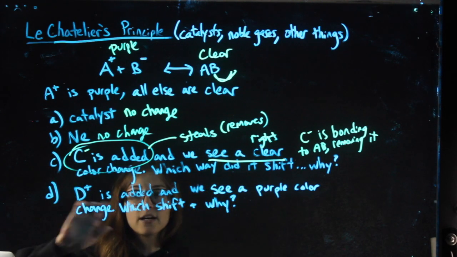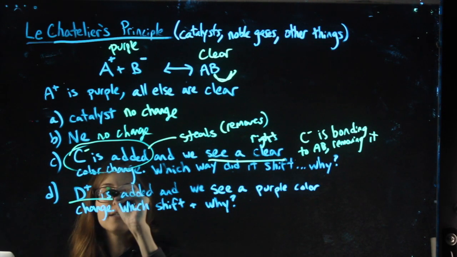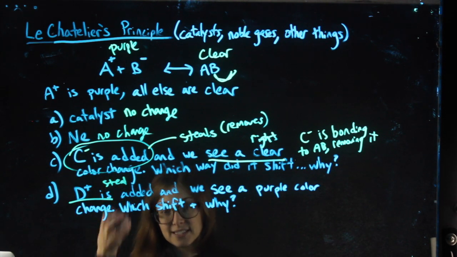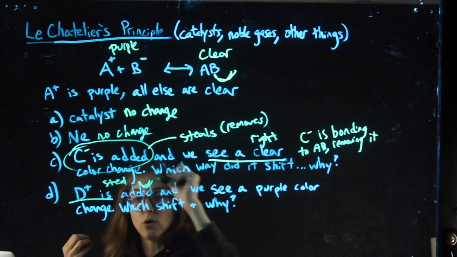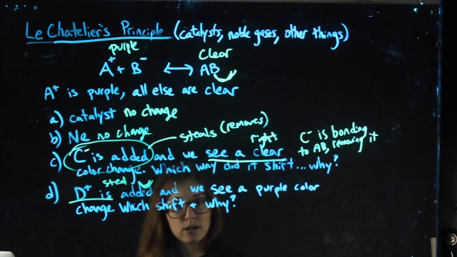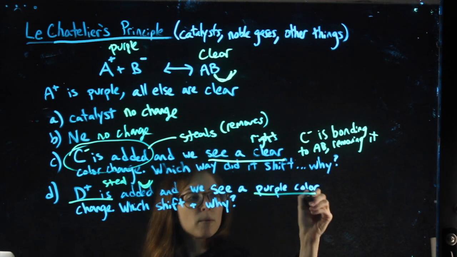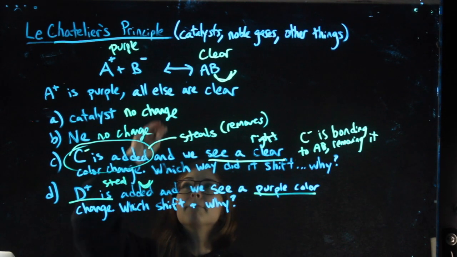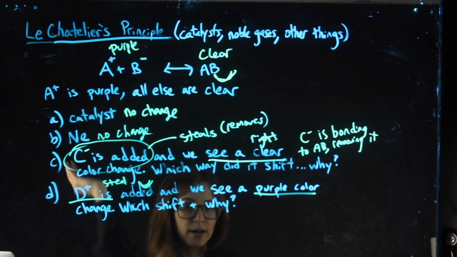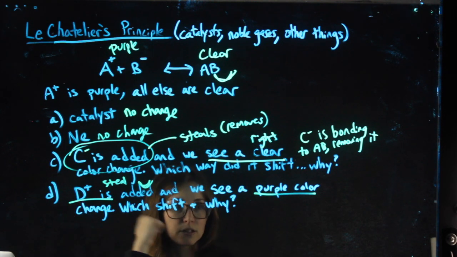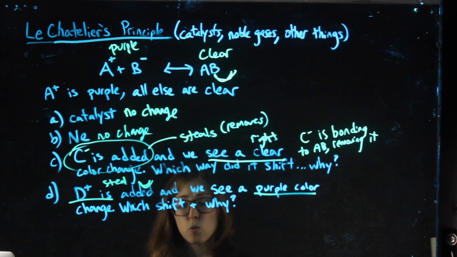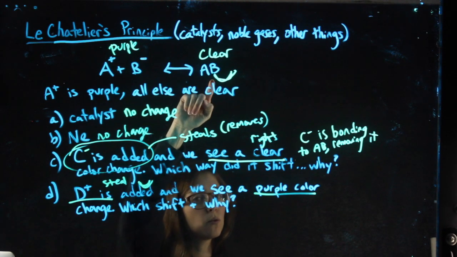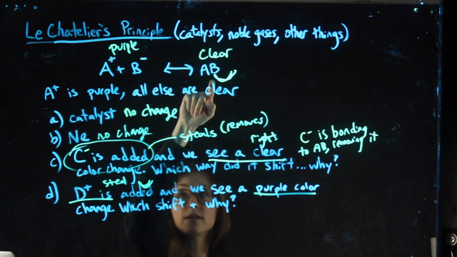Anytime we add something, right here, I know that D plus is going to steal something. I just have to figure out what. If it's stealing something, it means we're making a hole. I just have to figure out where. So if we see a purple color change, it must be shifting left. So it must be stealing something or creating a hole on the left. The question is what? In this case, I have two options. Here there was only one product. So there was only one thing that could be stolen.